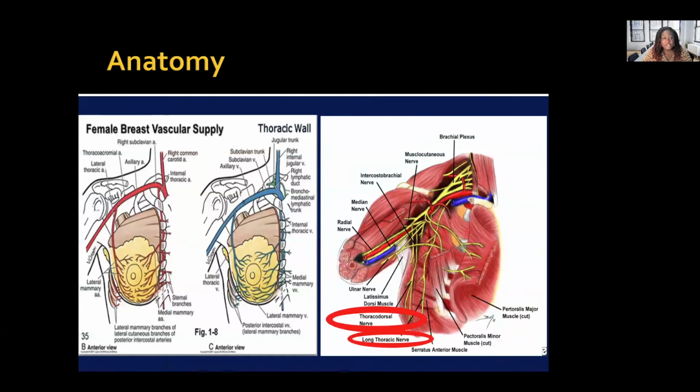Here is an image depicting the venous and arterial supply to the breast. You can see the thoracic wall has multiple arterial and venous structures that are important to note. The ones that supply the breast were just previously mentioned. You can also see the relationship of the thoracodorsal and the long thoracic nerve in the axilla. It's very important to note their orientation and their location. The thoracodorsal is here, and the long thoracic is here.